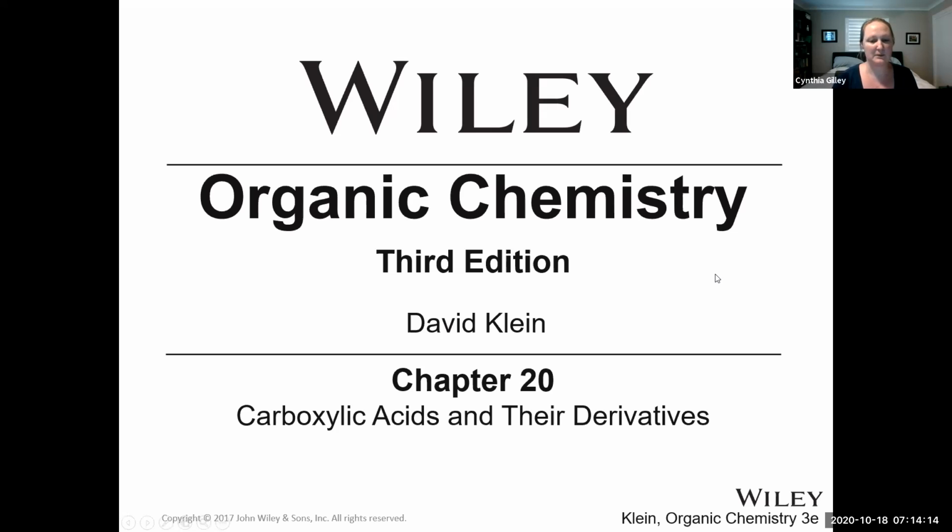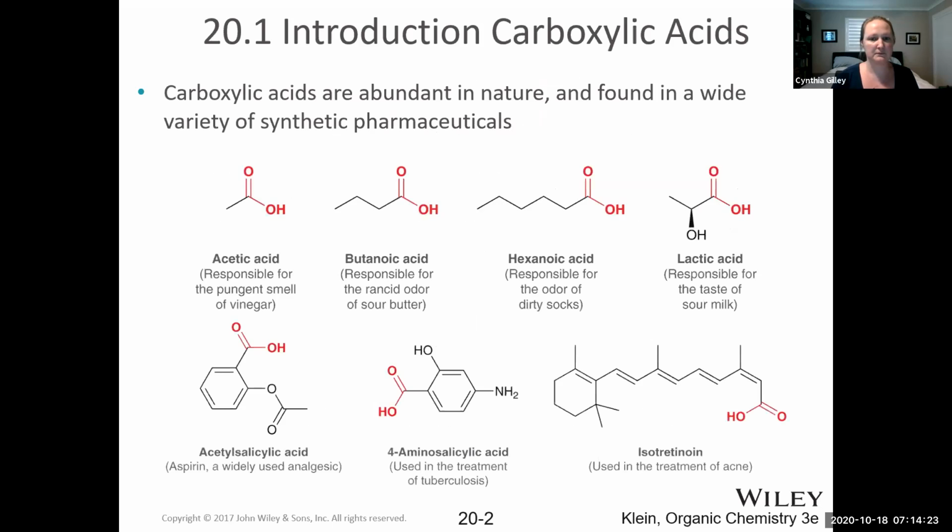Okay, so this is chapter 20 in the third edition of David Klein, and it's entitled Carboxylic Acids and Their Derivatives. So carboxylic acids are pretty stable and found in nature commonly due to important hydrogen bonding that happens with them.